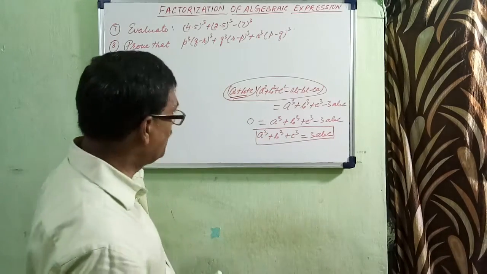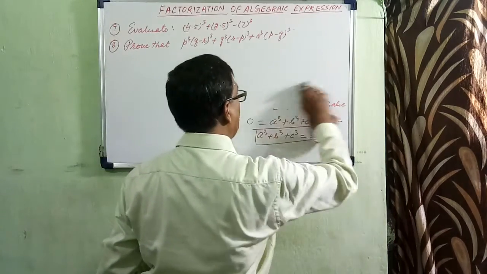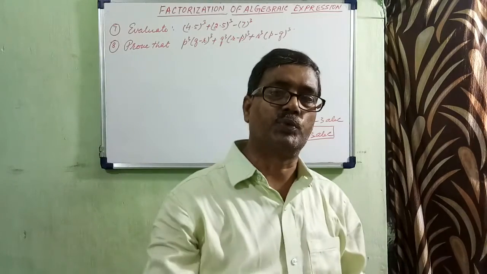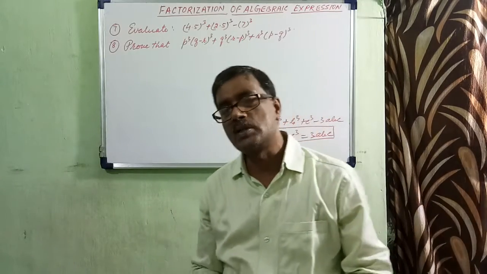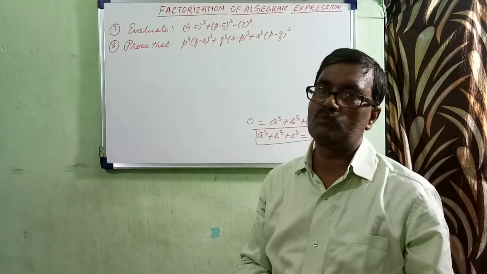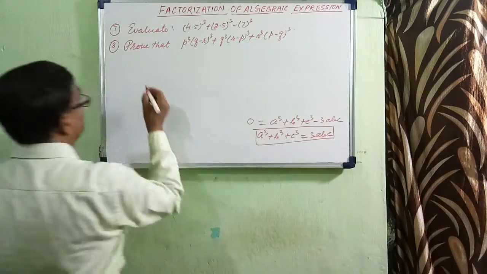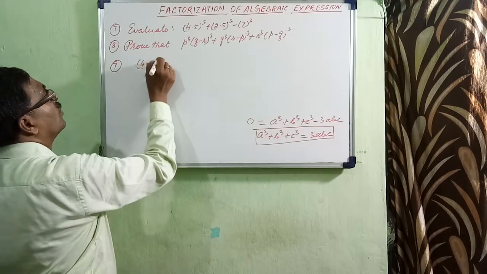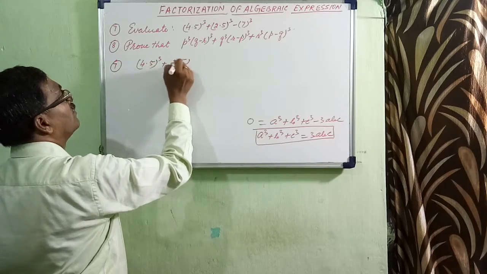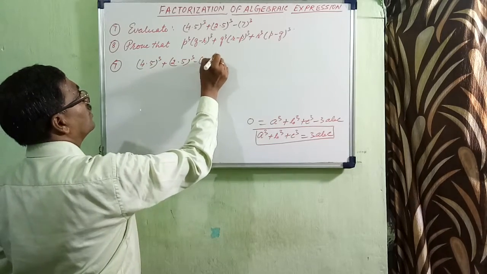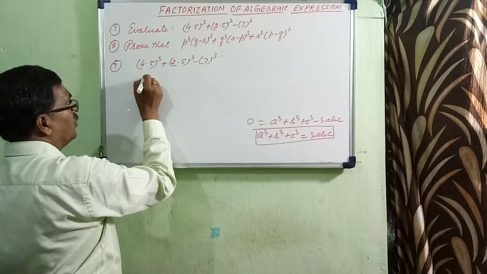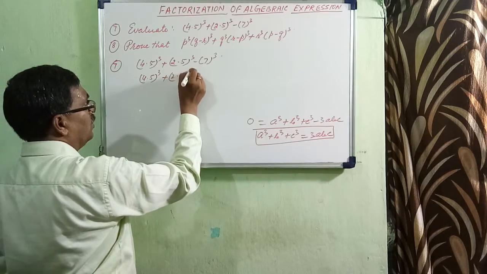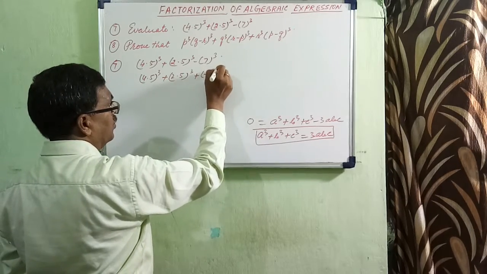This is what is called a conditional identity. And so I will use this identity in both of the questions. The first question is to evaluate, the second question is to prove. But so far as the concept is concerned, in both the cases we will apply the same concept. Now the first one, you see, you have 4.5 whole cube, 2.5 whole cube, 7 whole cube. Can I write 4.5 whole cube plus 2.5 whole cube plus minus 7 whole cube?